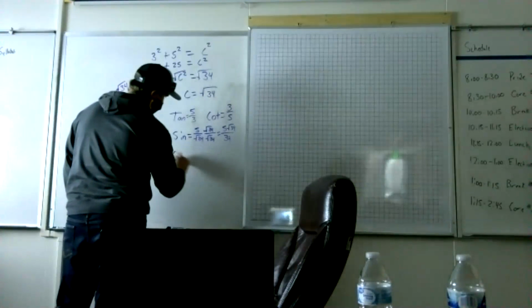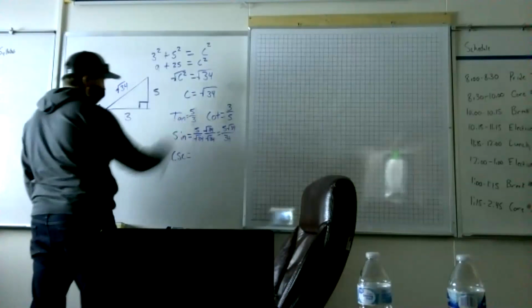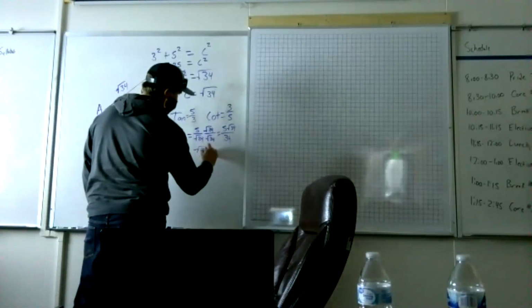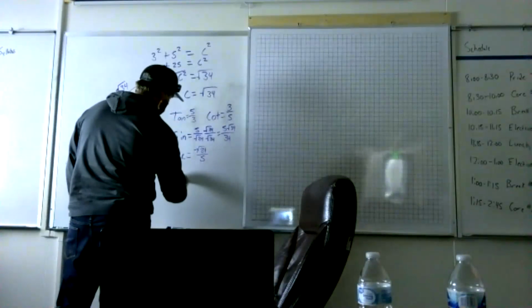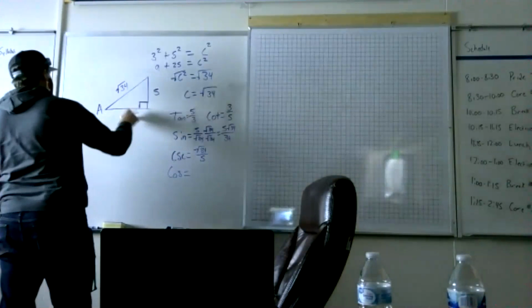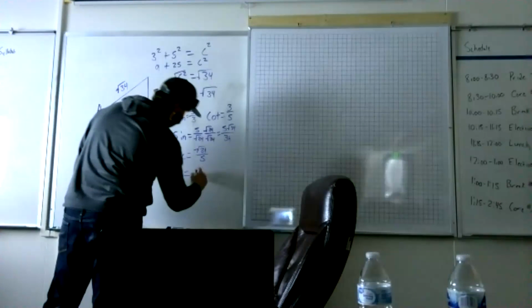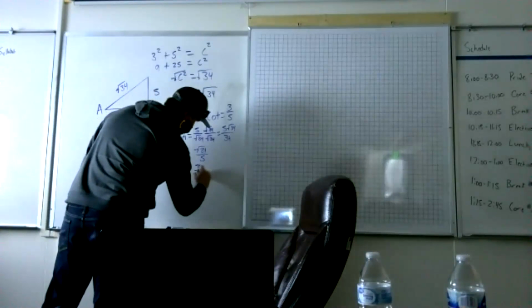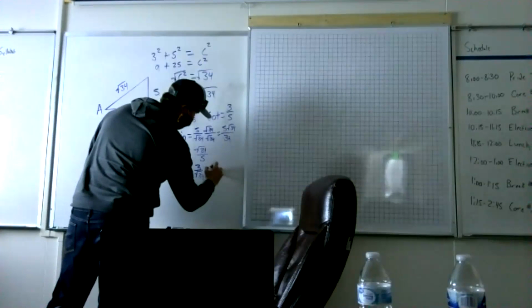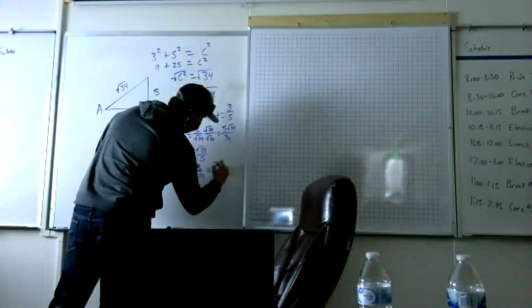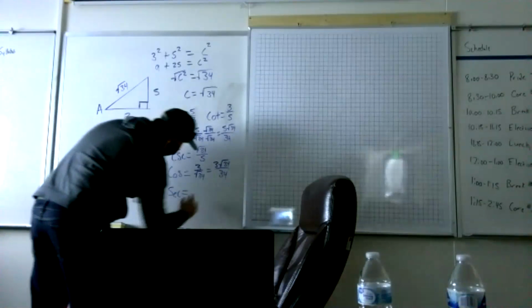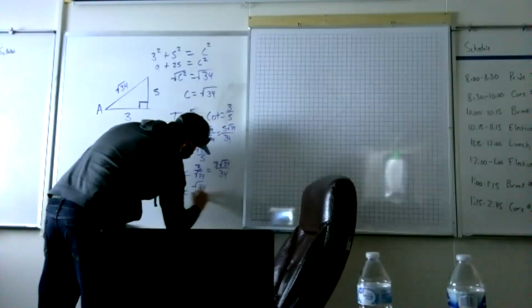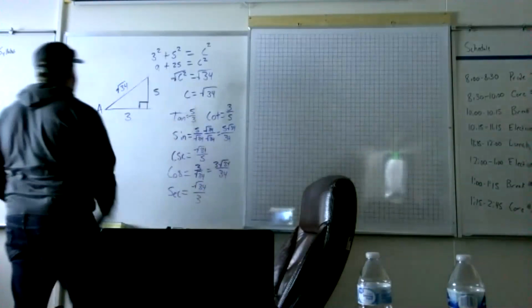Cosecant is just the reciprocal of sine. So that's the square root of 34 over 5. Okay, cosine is the adjacent side over the hypotenuse. So that is 3 over the square root of 34. Once again, I have to rationalize it. So I would be left with 3 square root of 34 over 34. And then secant, as my last one, would be the square root of 34 over 3. Done and done.